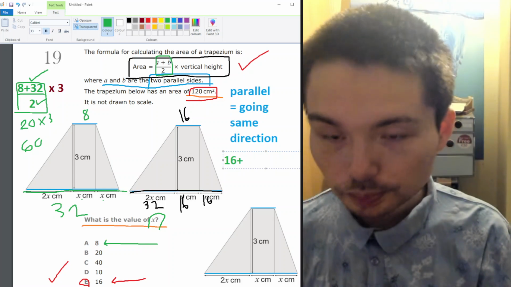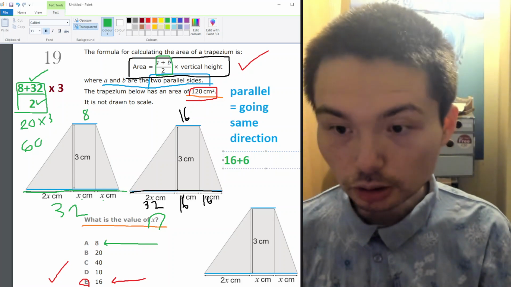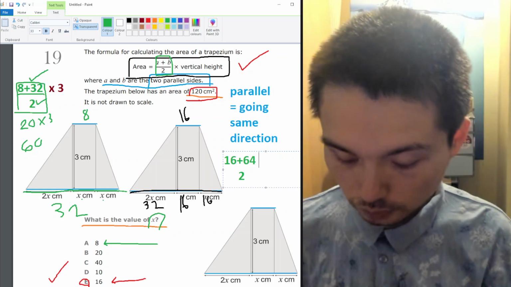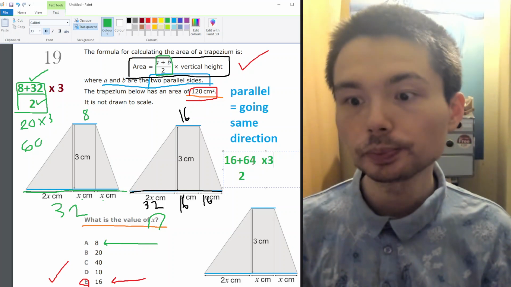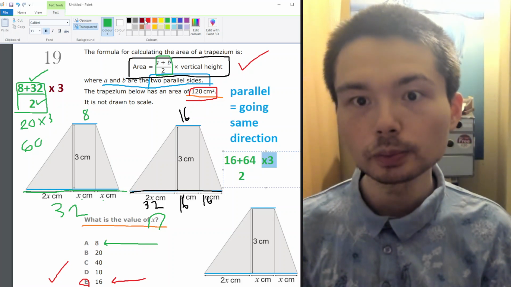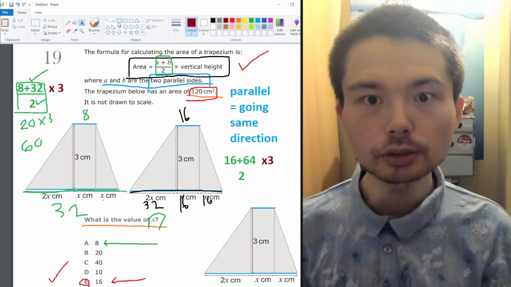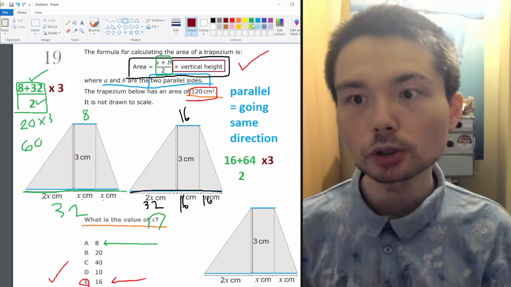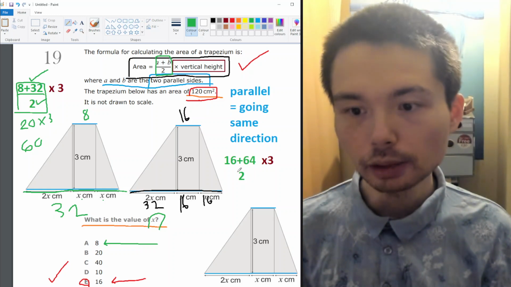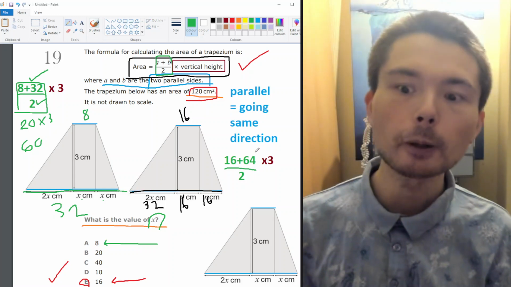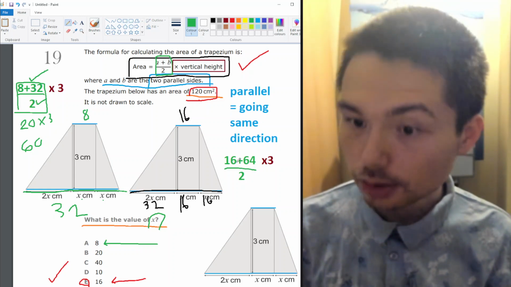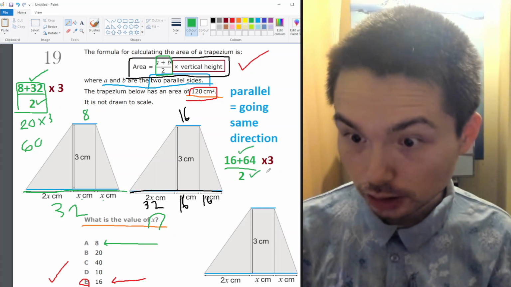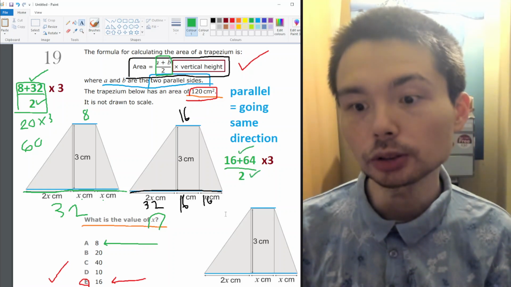(16 plus 64). Divide by 2 because that's what the formula tells us. You can see the divide 2 sign underneath. And then you times by 3, which is the number that came with the question. That's the vertical height. Okay. So what? Well, now we have it. Work out this green bit. 16 plus 64 is 80. Divide by 2 is 40. And then you times by 3, which is 120.